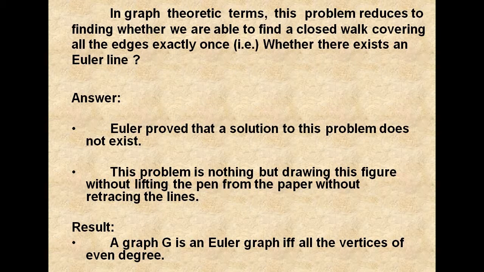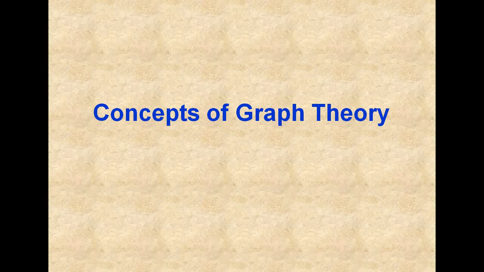In graph theoretic terms, this problem reduces to finding whether we are able to find a closed walk covering all the edges exactly once. That is, whether there exists an Euler line. Euler proved that a solution to this problem does not exist. This problem is nothing but drawing this figure without lifting the pen from the paper and without retracing the lines. A graph is an Euler graph if and only if all the vertices are of even degree.